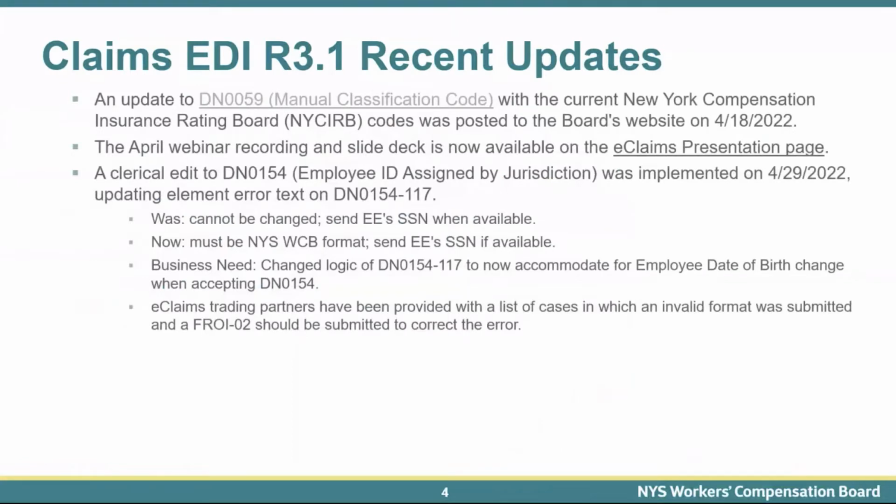So for the recent updates, there was an update to DN0059, which is the manual classification code, and that was posted to the board's website on April 18th. April's eClaim webinar is now available to review on the eClaims presentation page on the board's website. And there was also a clerical edit to DN0154, which is the employee ID assigned by the jurisdiction, and that was implemented on April 29th, and an updated element error text on DN0154117.